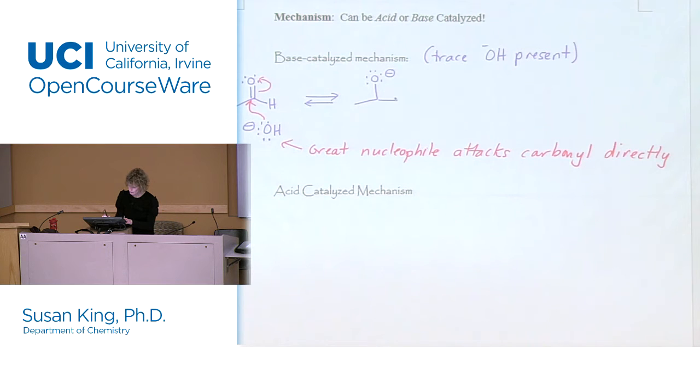Reversible arrows here, because that can come right back off again. And a lot of the time it does come right back off again. If we want to actually isolate hydrate, we have to drive the equilibrium. So it looks like that, and then we protonate here. Base catalyzed mechanism, we protonate with water, and that's good because now we're regenerating our hydroxide catalyst, right?